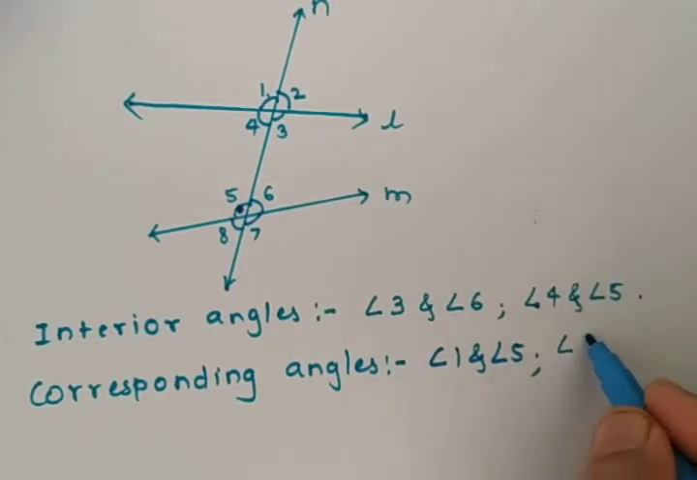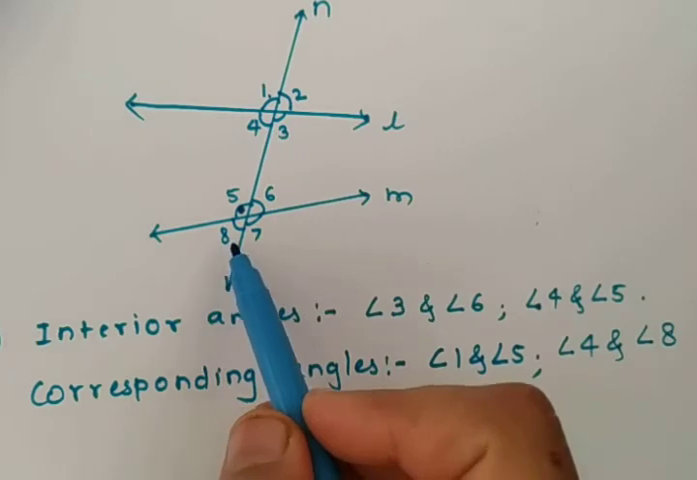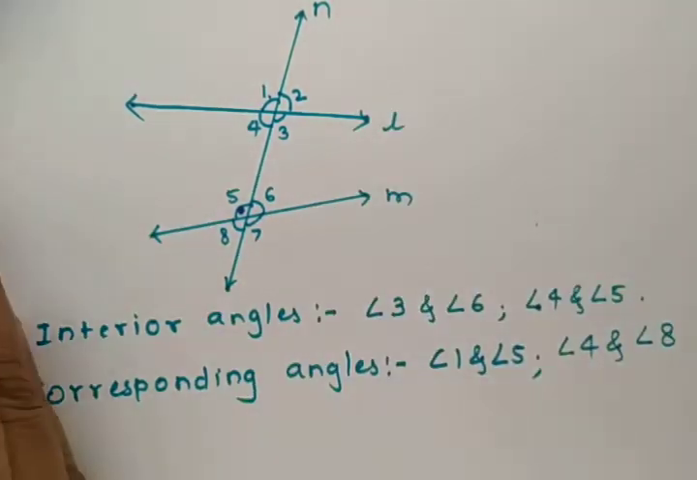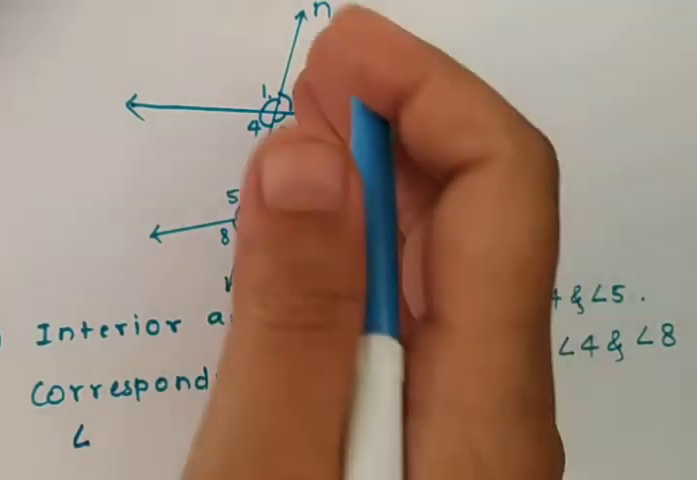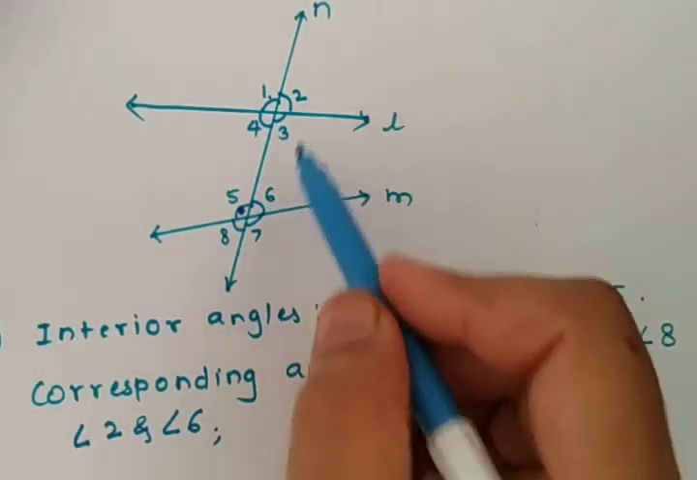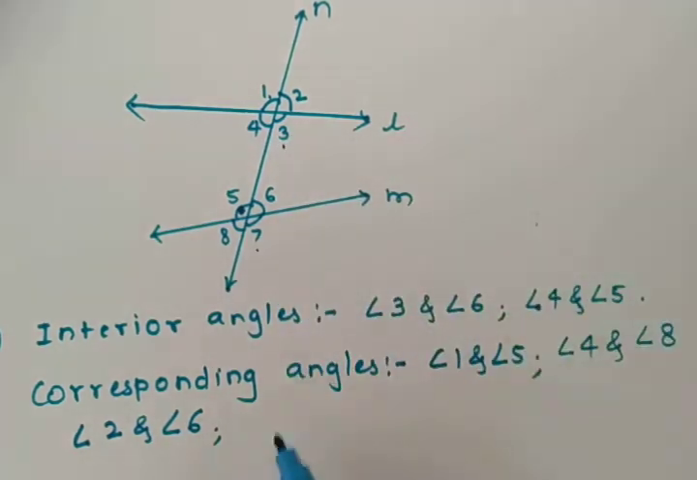Similarly, angle 4 and angle 8. These are also said to be corresponding angles because these are lying below the lines, right? And on the same side of the transversal. Similarly, we can say on this side, angle 2 and angle 6. These are corresponding angles, right? And here, angle 3 and angle 7.